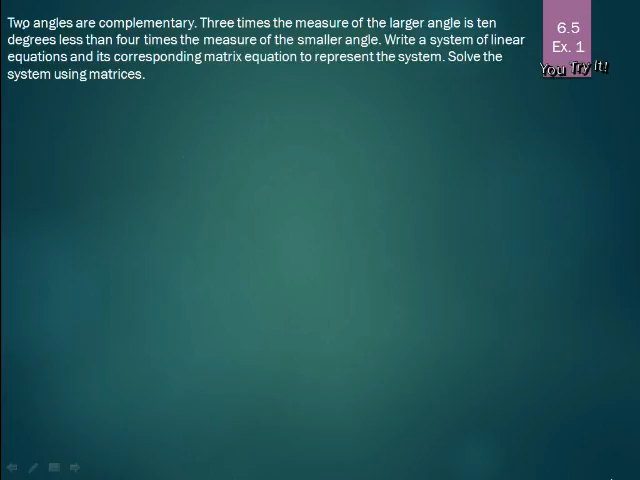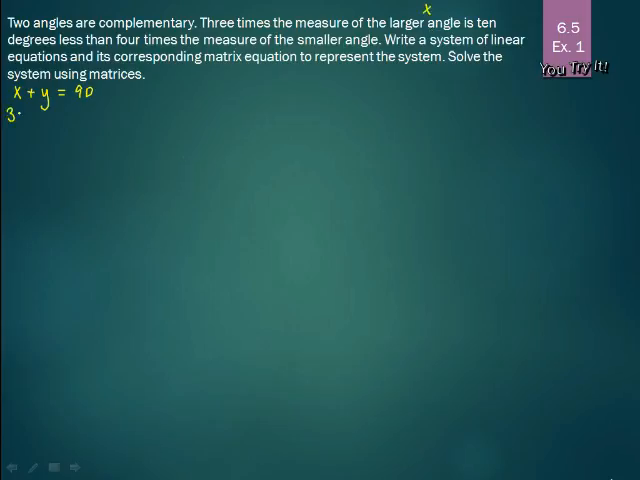Okay, so our first clue here is two angles are complementary. Let's just call those angles x and y. And so if they're complementary, we know that they add to 90. We also have another relationship here. It tells us 3 times the measure of the larger angle. Let's just call that x.